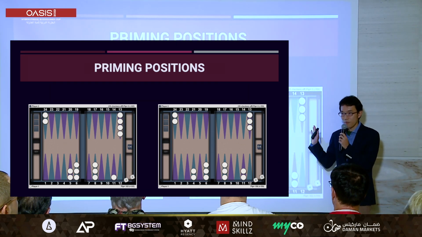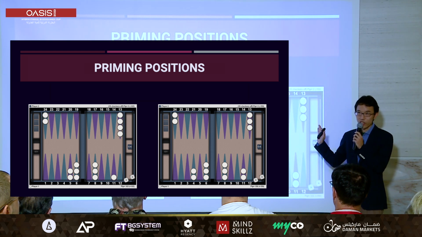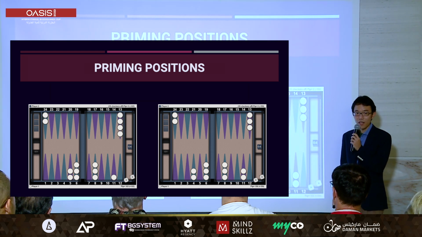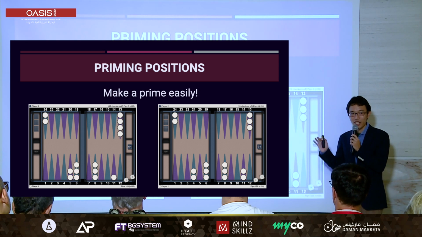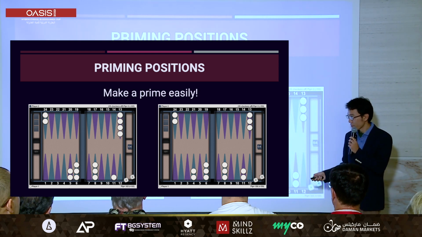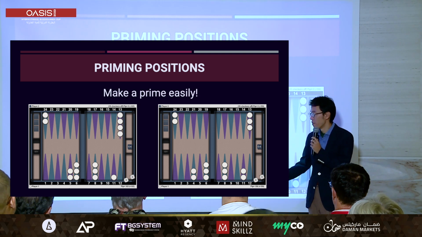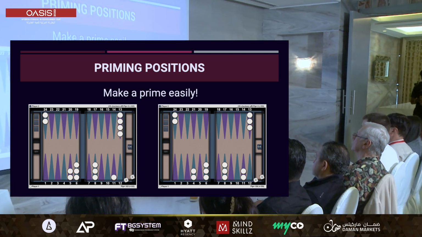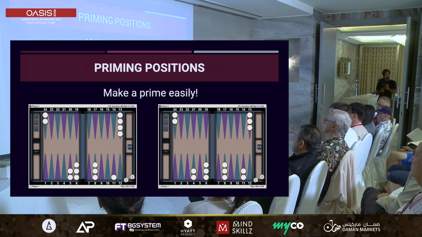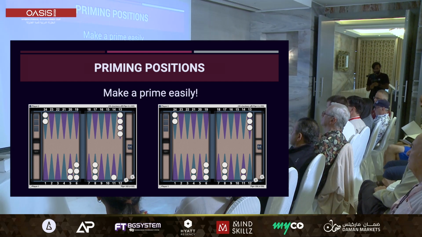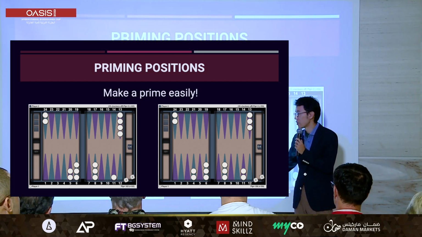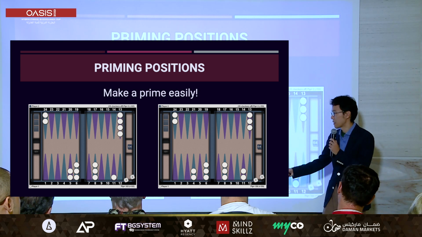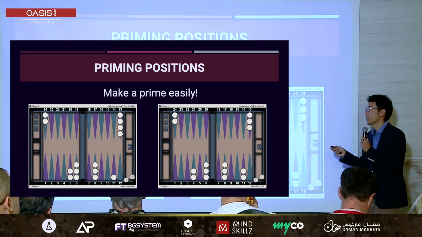So let me talk about the typical feature of the priming position. It's summarized in one word. It's so simple: the position that makes a prime easily. For example, the 5-point is made. The builders are well placed. So he has many numbers to make a bar point, for example. He has many numbers to make a 4-point, and maybe he can make an outer point easily, right? So it's quite easy to make a prime.